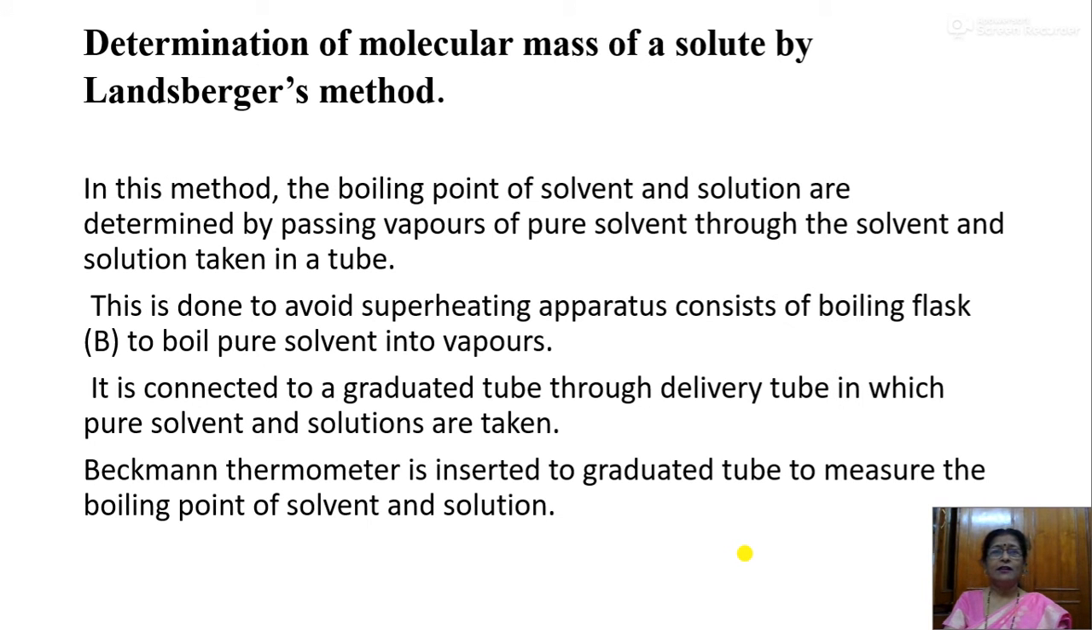Now let us see the other experiment, the determination of the molecular mass of a solute by Landsberger's method. In this method, the boiling point of the solvent and the solution are determined by passing vapors of the pure solvent through the solvent and solution taken in a tube. This is done to avoid superheating. The apparatus consists of boiling flask B to boil pure solvent into vapor.